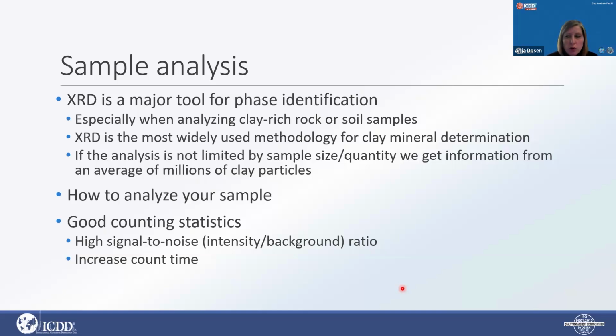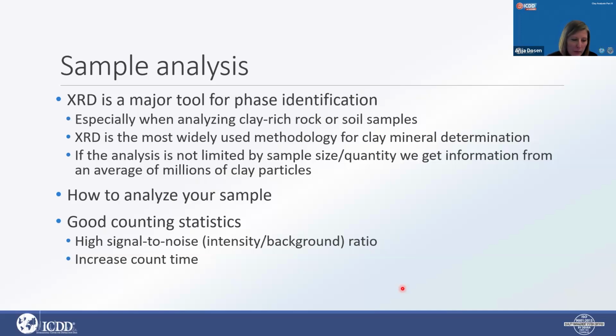And what we want to pay attention to is how we want to analyze. We already went through very careful sample preparation. So now we want to see how we're going to analyze our sample. It is very important to have good counting statistics. As we know, clay minerals have very broad peaks. They have low intensity peaks. And we want to make sure that the background noise is not going to hide these peaks.